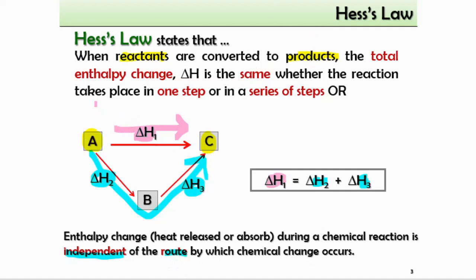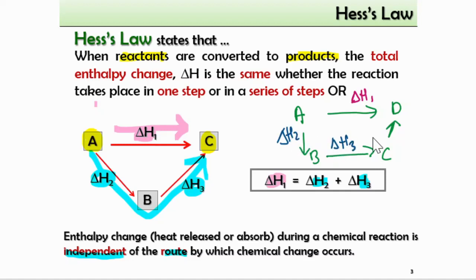So it doesn't matter, for another example, from reactant A you want to convert to product D. A converts to B first, and then to C, and then you convert to D. So the first delta H is equal to the sum of the series of steps below here: delta H2 plus delta H3 plus delta H4. So this delta H value is equal to the sum when you have a series of steps. Okay, it is equal, the same.